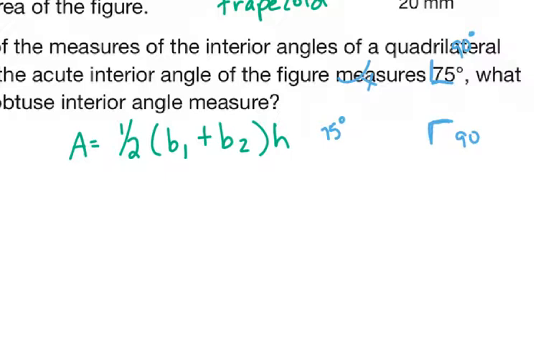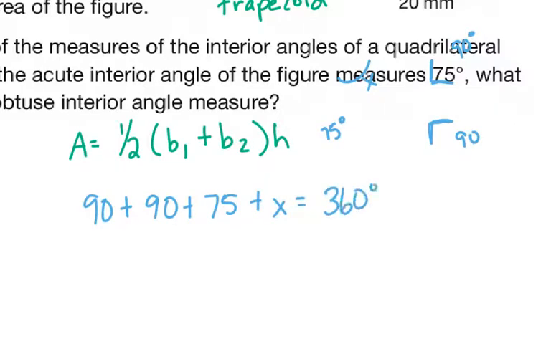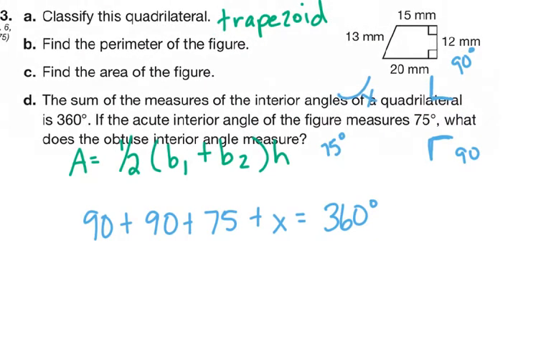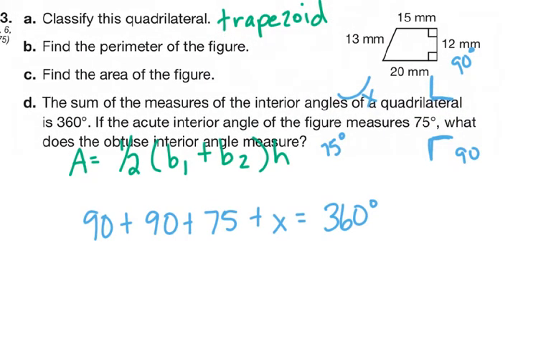Which would be 90 plus 90 plus 75 plus the missing one, not times the missing one, plus the missing one, is going to equal 360 degrees. And you're going to go ahead and solve that problem and figure out what your final answer is. And I apologize that that just kind of ended up on the page. So that will be what you do for D. And this is C, and B is your perimeter.